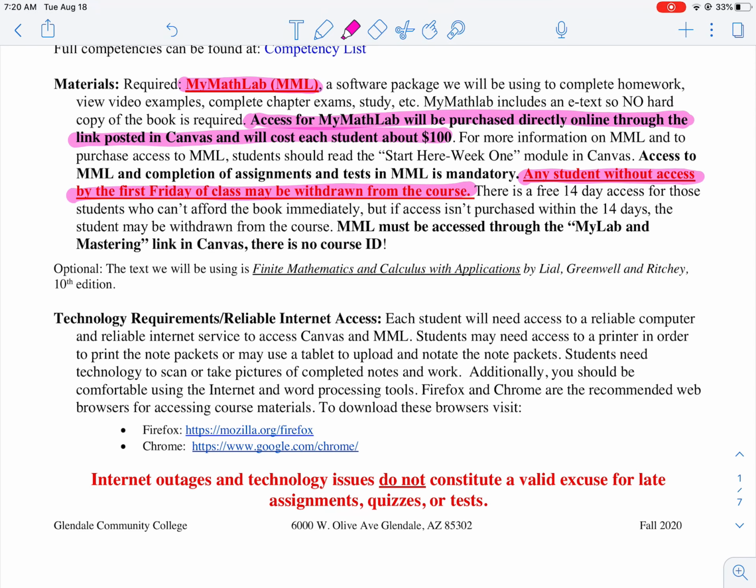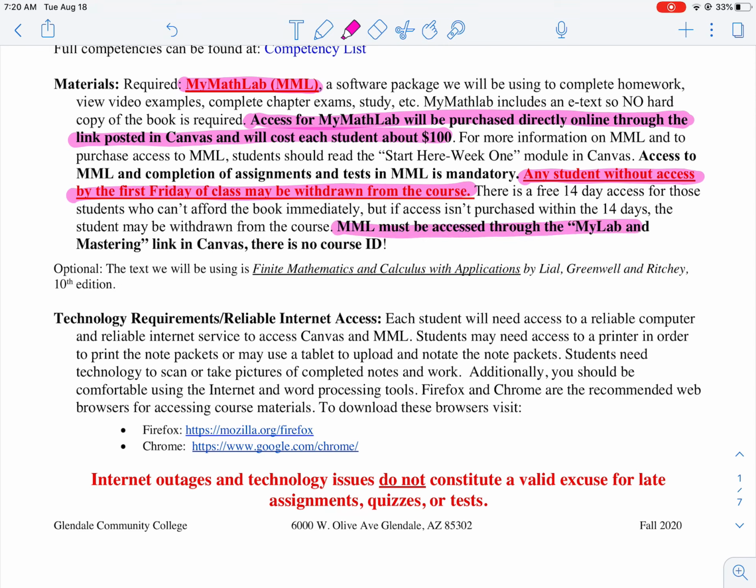Now, there is a 14-day free access for those of you who can't afford a book right away or the code right away. You can access Mymathlab for free for 14 days, for 2 weeks. But within those 14 days, you do need to make sure that you access the permanent code, because we're going to continue doing all of our assignments on there.